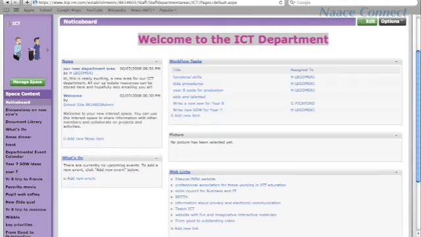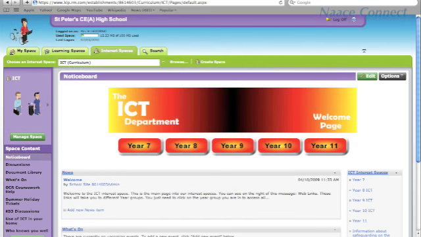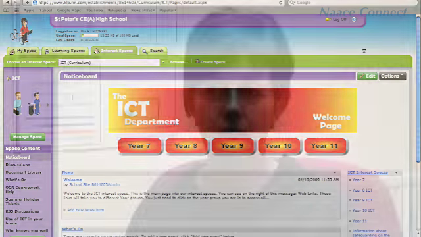Initially, when I started using the learning platform, I was thinking it was just going to be sort of like an extension of a website. But the more I've used it, and when you go deeper and deeper into it, it's actually become part of the way that I teach now. The learning platform enables you to use it as a department space, as a subject space for pupils, and that's the initial thing when you look at it.